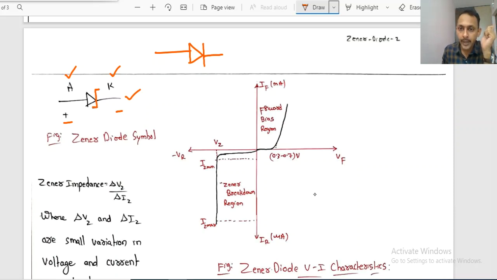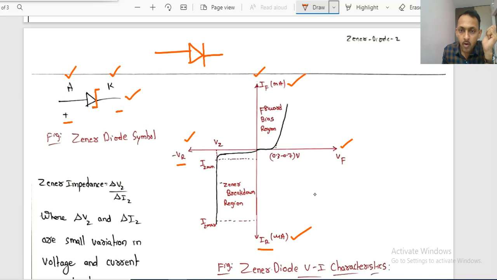Now if you observe its VI characteristics, on the positive x-axis we take the forward bias voltage, on the negative x-axis we take the reverse bias voltage VR, on the positive y-axis the forward bias current IF, and on the negative y-axis the reverse saturation current IR. The forward bias current will be in the order of milliamps, and the reverse bias current will be in the order of microamps.